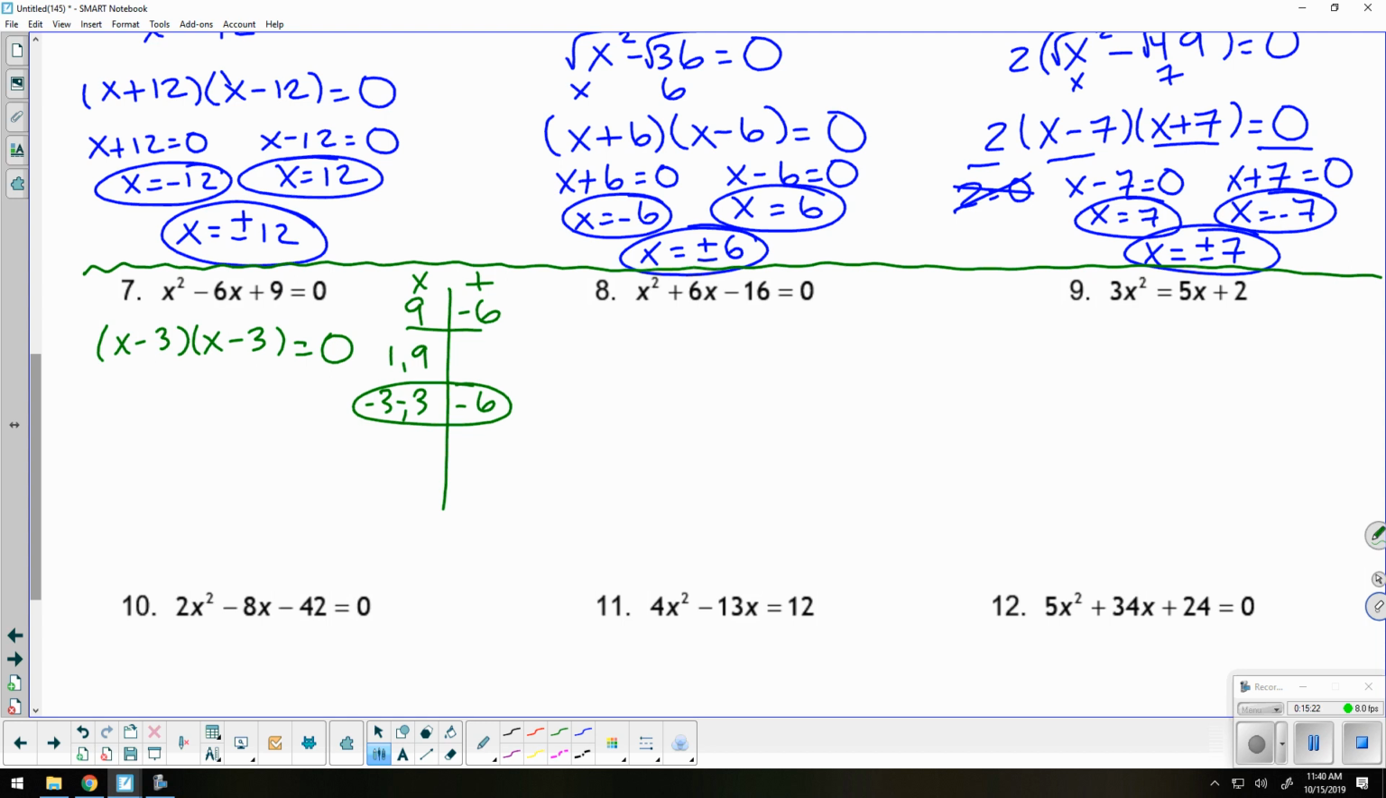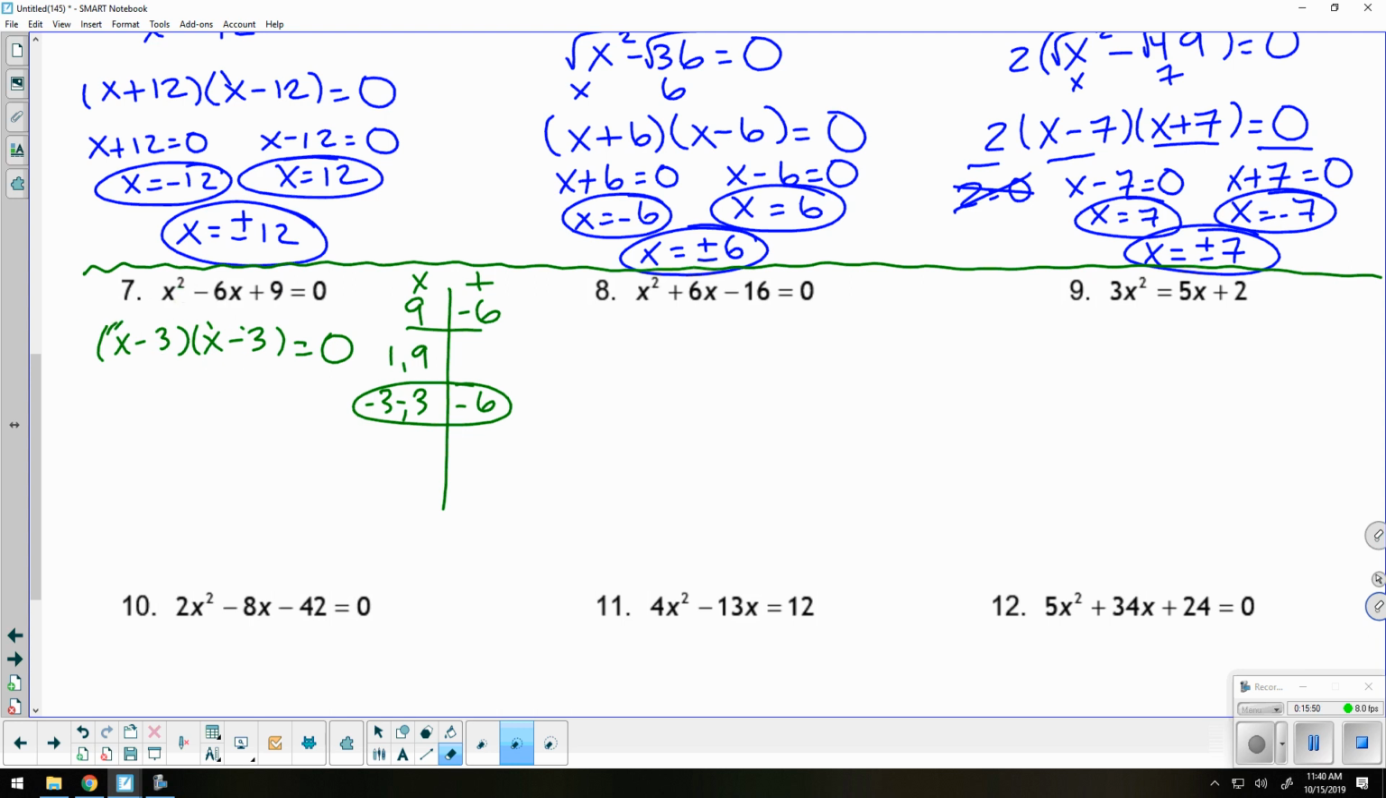Just watch me. You don't have to do this, but if I remultiply these back together, x times x is x squared, x times negative 3 is negative 3x, negative 3 times x is negative 3x, and this would be positive 9. When you combine these in the middle, you will have exactly what we started with. So we know for sure that this factors into x minus 3 and another x minus 3. So we got it factored.